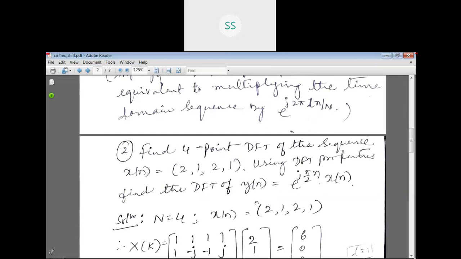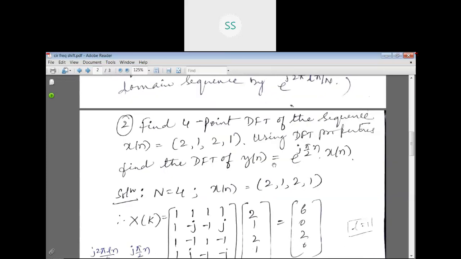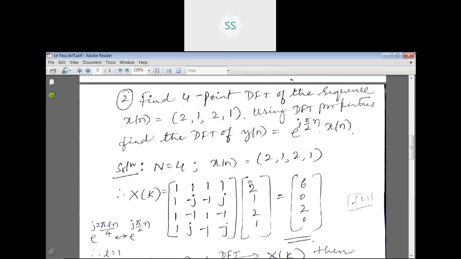Now, in order to show its significance, here I have taken one example. Find the 4-point DFT of the sequence x of n is 2 1 2 1. We know how to calculate the DFT using the matrix method or equation method. But what is the extension further? Using the DFT properties, find the DFT of a new sequence y of n, which is equal to e to the power of j pi by 2 n into x of n. For x of n, I already know x of n is 2 1 2 1.